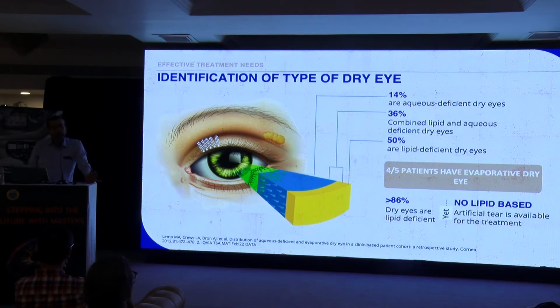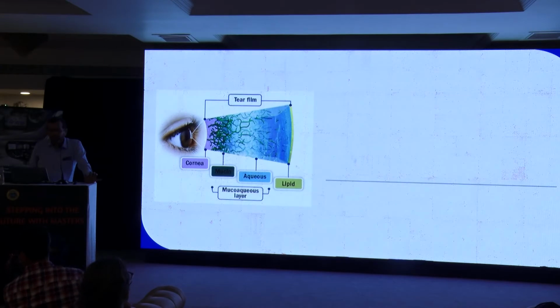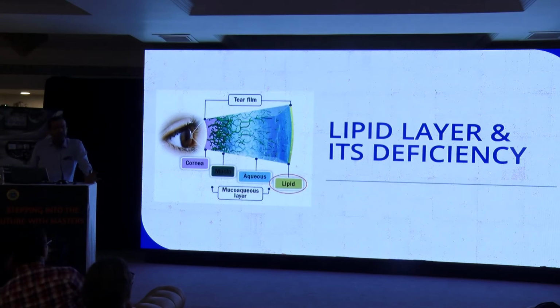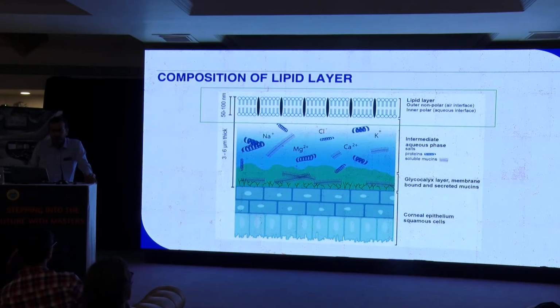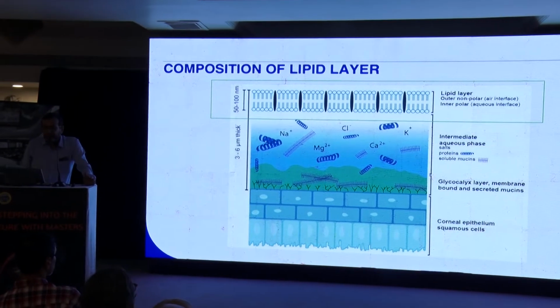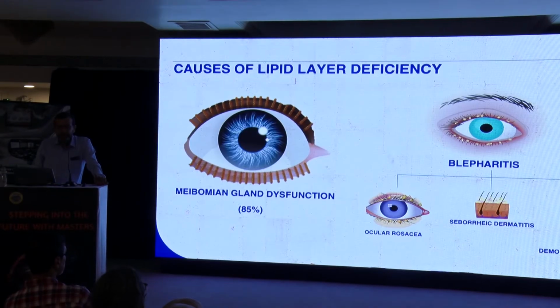The problem we had until now was the absence of a good lipid-based artificial tear which would also be patient-friendly, as in it would not cause visual blurring. We had liquid paraffin-based ointments which were used, but these couldn't be used through the day because of the blurring associated with them. The lipid layer, like we know, has the outer non-polar layer, the air interface, and the inner polar layer, which is the aqueous interface.